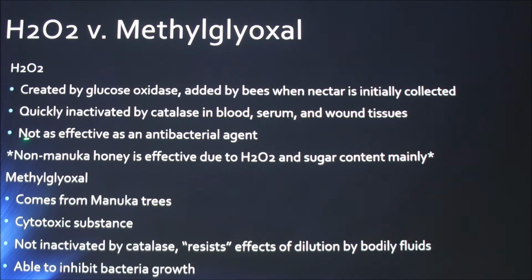So then moving on to the hydrogen peroxide and the methylglyoxal. With the hydrogen peroxide, it's an interesting situation because when honey has that, it is quickly inactivated by the catalase that is in the blood and the serum and wound tissues, and so in the end it's not as effective as how the Manuka honey has the methylglyoxal. It won't be inactivated by the catalase that is in the body. Okay. So it becomes, again, more effective.